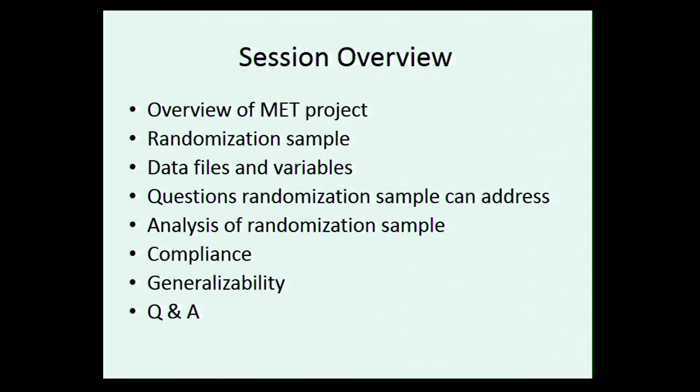And then some examples of questions the randomization sample can help address. So I'll talk about one example from one of the MET reports by Tom Kane and Doug Staiger and others, and then I'll walk you through an example of a paper that I've just completed that uses the randomization sample as well. Again, it's about fixing ideas about ways in which you could use the data. And then just a bit of a conversation about how you might analyze the randomization sample.